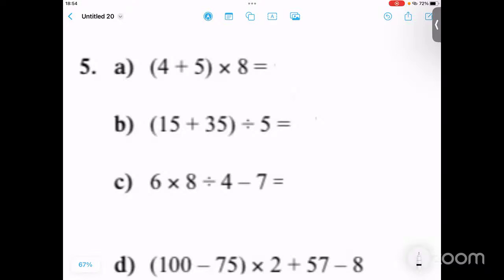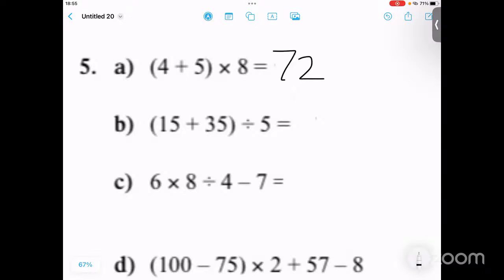We're first going to deal with whatever is in the brackets, and then you would have removed the brackets, and after that you focus on the other sign. Here we only have multiplication, so that means it's going to be 4 plus 5, which is 9, multiplied by 8, and then you're going to get your answer. Did you get your answer? Yes, ma'am, it's 72.